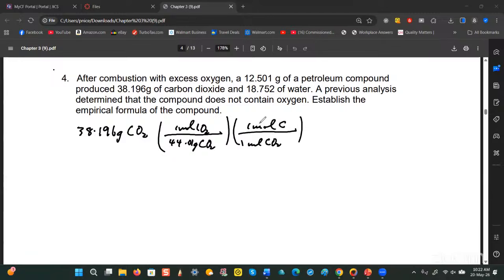Now, in this particular situation, because there are only 2 elements, carbon and hydrogen, present, we do not need to take the next step and find the mass of the carbon. And we don't need to do the same thing for the hydrogen. Why? Because we would have needed to do that in order to find the mass of any other element that's present. But since we know that the only 2 elements are carbon and hydrogen, all we have to do is calculate the moles of carbon and the moles of hydrogen. So let's deal with the moles of carbon.